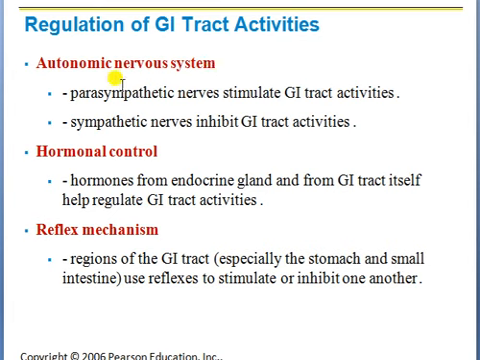regulated these activities. So suppose if you take, this is mainly the autonomic nervous system. You know, already we discussed the autonomic nervous system. So parasympathetic nerves stimulate the GIT tract, and sympathetic nerves inhibit the GIT tract, and also some hormones control the GIT tract. Okay, and reflex mechanisms also maintain either stimulation or inhibition. We can see step by step.